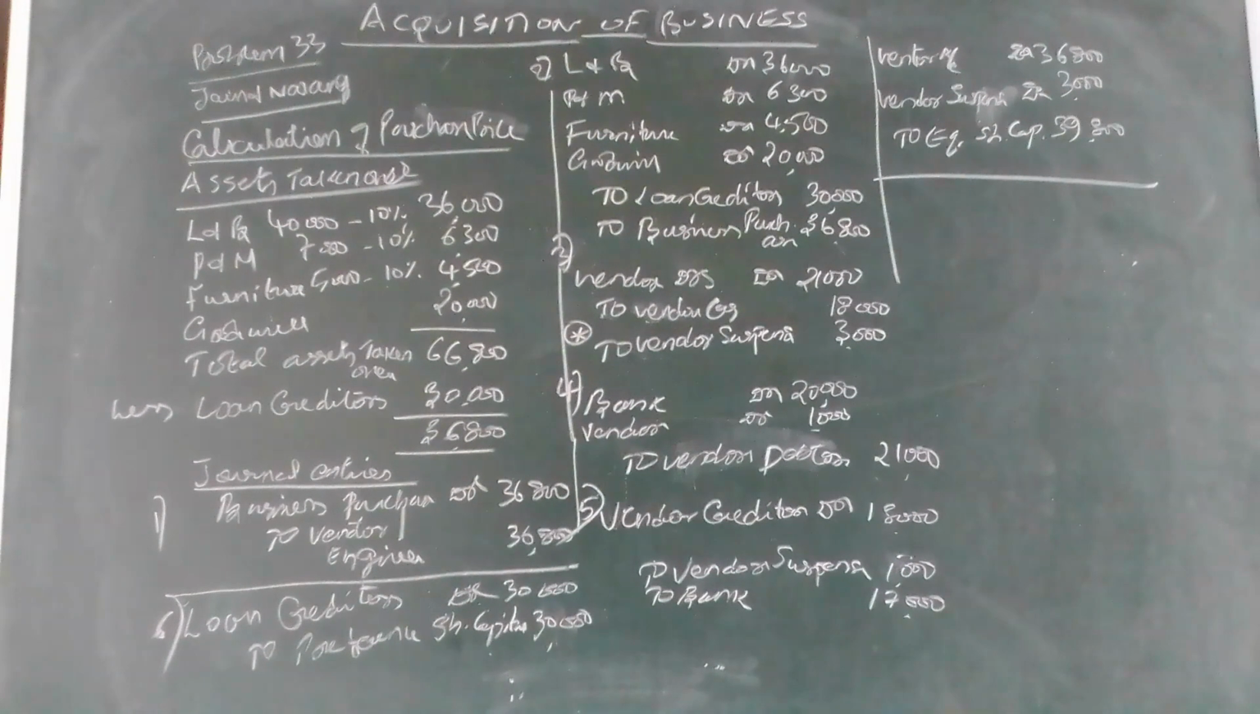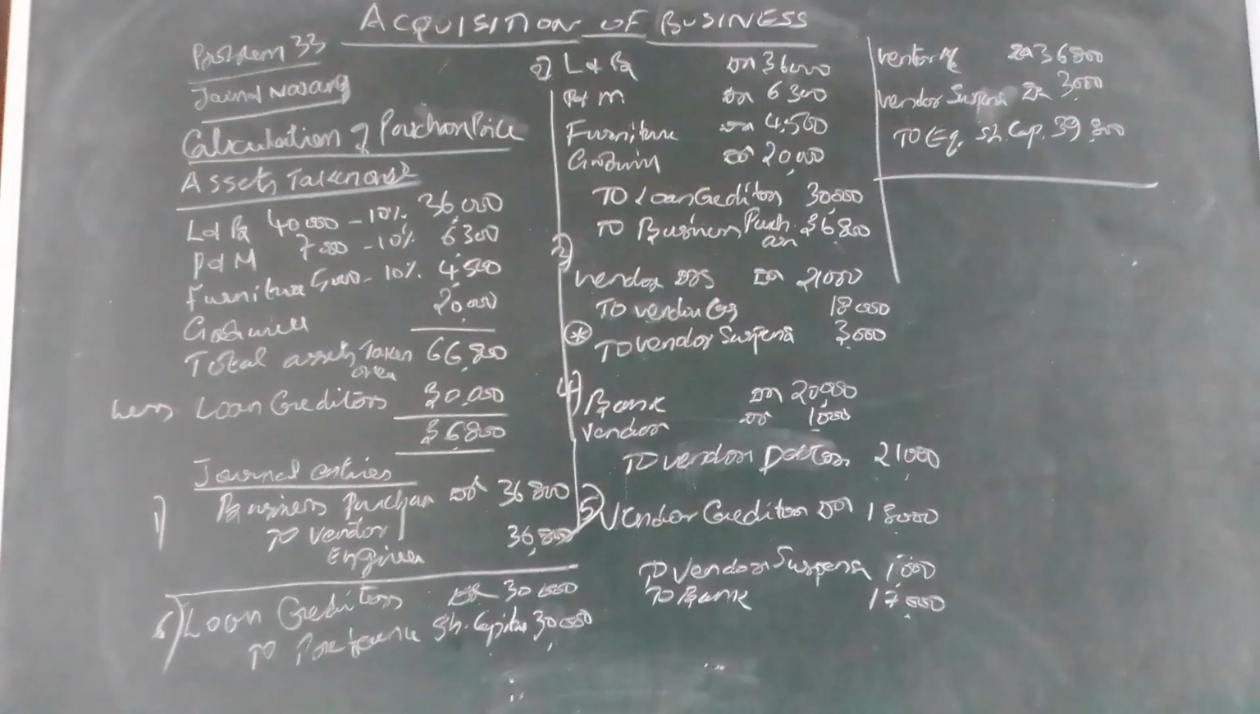Then the previous entry, vendor debtor: totally we have to collect 21,000, whereas we collected only 20,000. So the vendor suspense account is 1,000 rupees, it is a loss. The amount we have collected is less than the amount to be collected, so it is a loss.